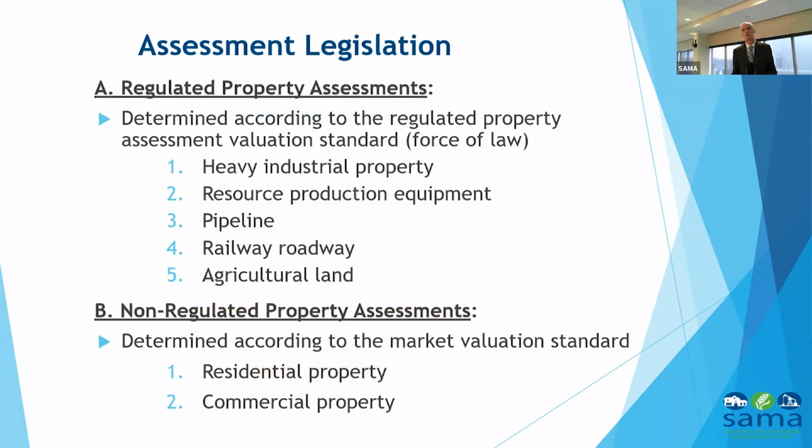Getting back to the 2 standards in the province, property is divided pretty much along these lines. The regulated property assessment standard set out in legislation has the force of law, and it tells us that 5 types of property will be valued using regulated procedures. That is heavy industrial property, resource production equipment of oil and gas in mines, transmission pipelines, railway, roadway, and agricultural land. So the formulas, rules, and principles in the manual help us to value these properties. They set out the rates as of the base date and the models that we'll use, and everything else falls into the second standard. That's the non-regulated property assessments.